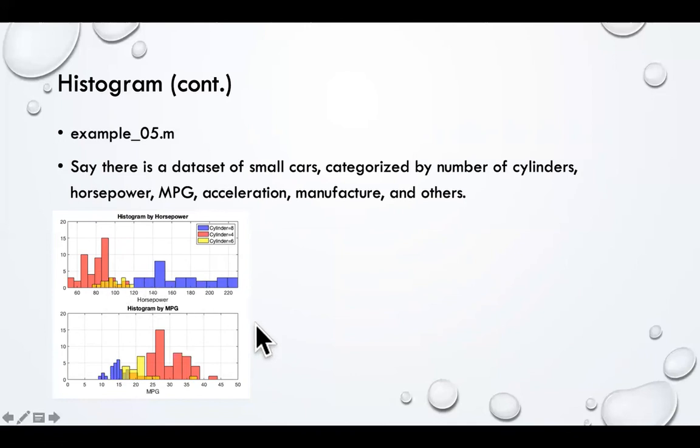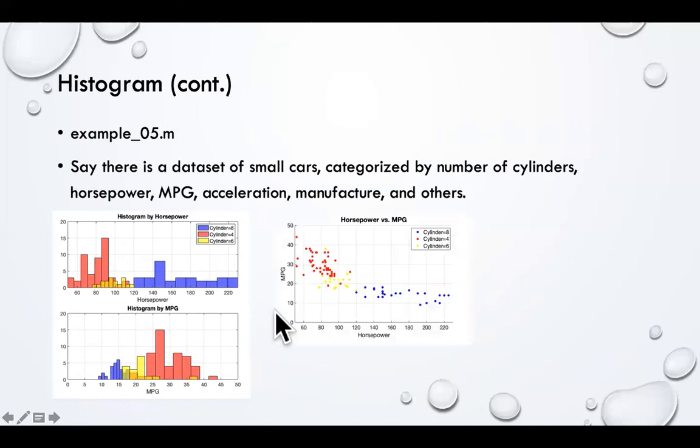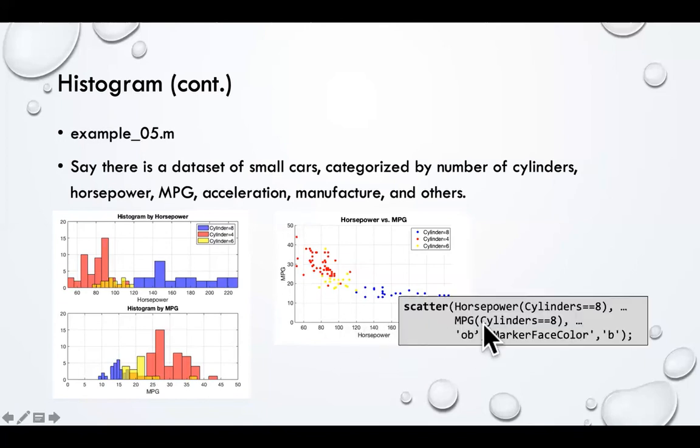So this is histogram. I can categorize by horsepower, and change category by MPG. Another method we can show the distribution is the scatter plot. For the scatter plot, I have two variables: the MPG and horsepower. Then what you need to do is just use scatter, and change the horsepower, to put the variable horsepower, and I only select the cylinder equals 8, and I have the blue dots right over here.